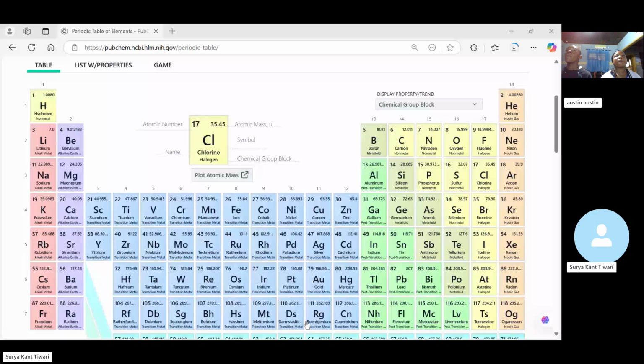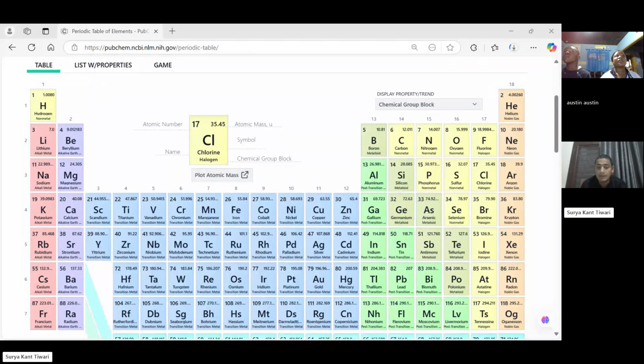What is the atomic number of hydrogen? One. Okay, what do you mean by atomic number? What is the meaning of atomic number? The number of atoms in the element, or the number of electrons in one atom. Yes, sir. After that we have the second element, which is called helium.